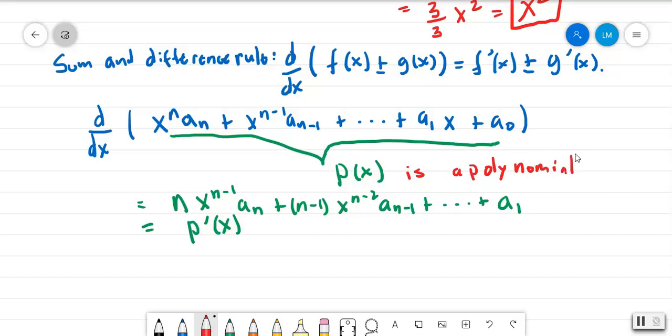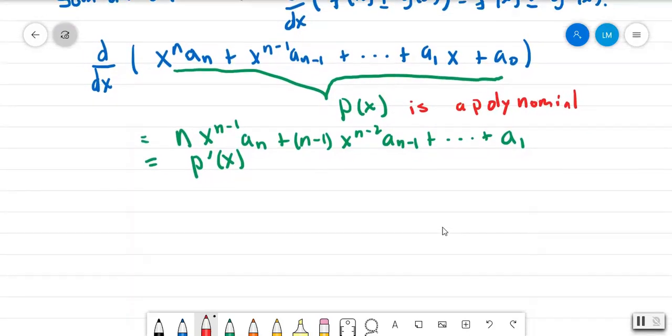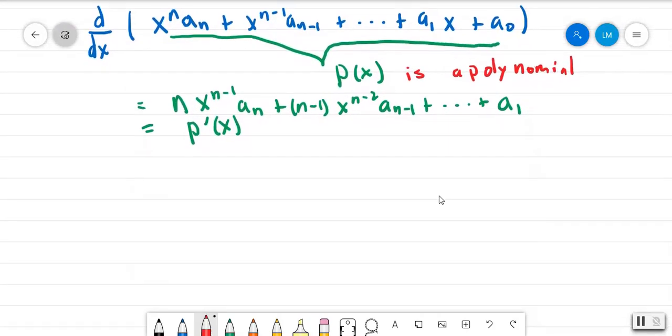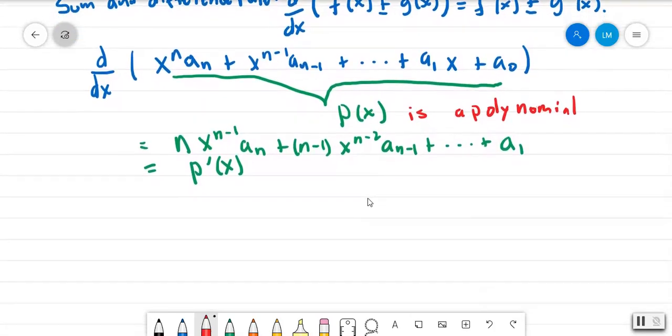So you can see how you have many terms being added, technically n plus 1 terms. And what that says is that, based on the sum and difference rule, all polynomials do have a derivative. What are they? They're just the derivative of each term individually. And note that the derivative of a1x was by the constant multiple rule.